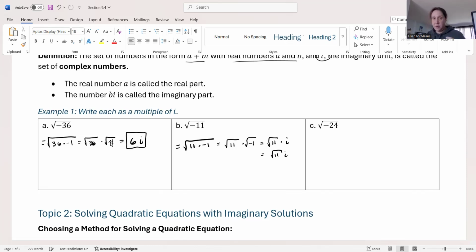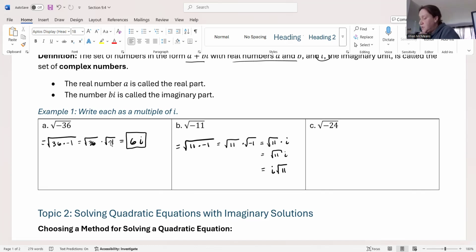Just be really, really careful here. When you still have a radical in your answer, make sure the i is not under the radical. It has to be separated from the radical. And a lot of people worry about this enough that sometimes you will see this as i square root 11. I'm fine with either one. I'm not going to get too bent out of shape about which format you use. Just make sure your i is not under the radical. I will get bent out of shape about that.